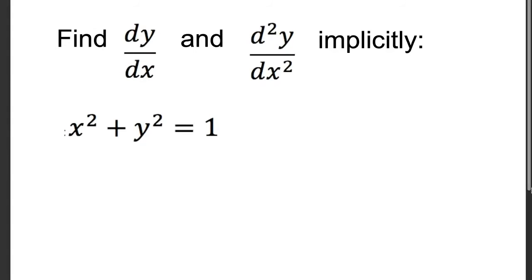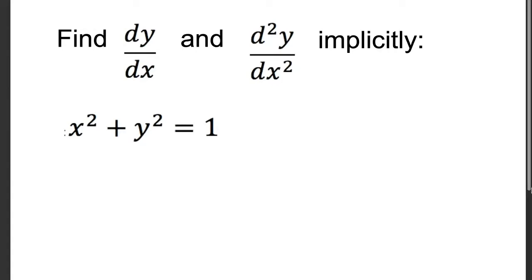Okay, one more example to work through. This time, I want you to find two things for me. I want you to find dy by dx, so the derivative of y with respect to x, and I want you to find the second derivative of y with respect to x.